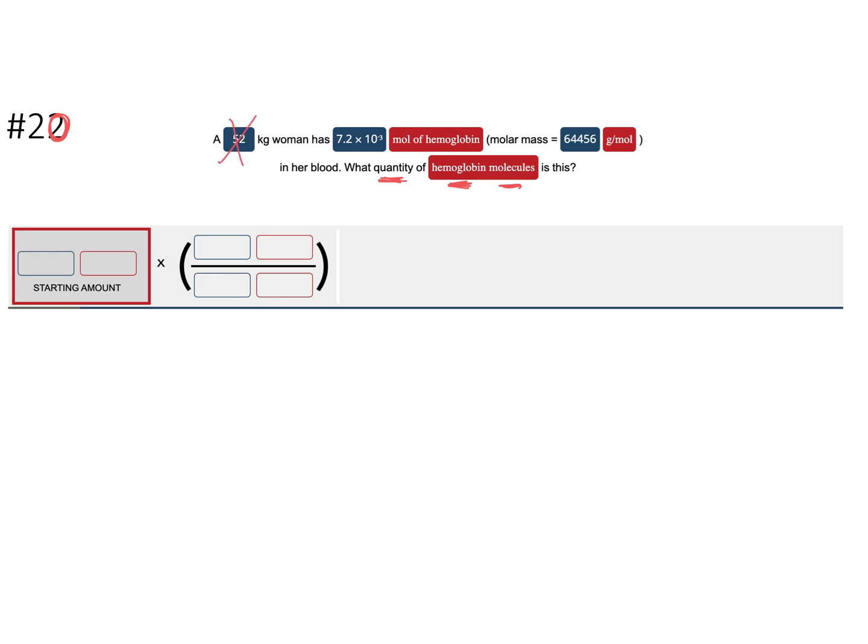So there's some things we don't need, right? We don't need how much the patient weighed. We don't need the molar mass in this case because they're just looking for how many molecules of hemoglobin that represents. So it ends up being a pretty quick calculation. If I've got 7.2 times 10 to the minus 3 moles, for every 1 mole of anything, we have Avogadro's number, 6.02 times 10 to the 23 molecules.